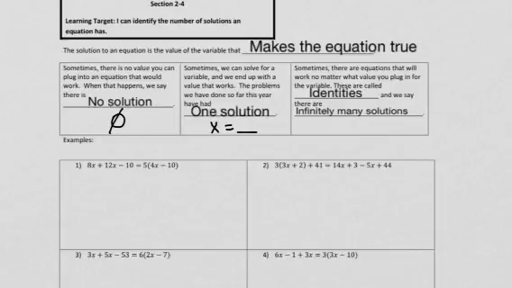And that could end up to be x equals x, or 5 equals 5, or several other things. -2 equals -2. Anything that ends in a true statement would be infinitely many solutions. So let's see some examples down here.